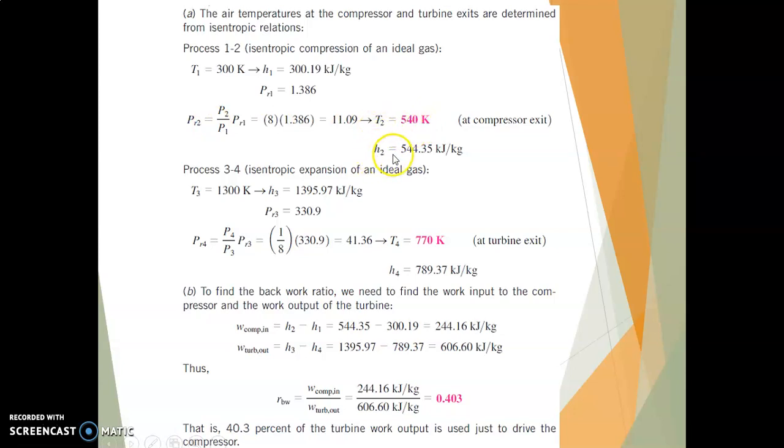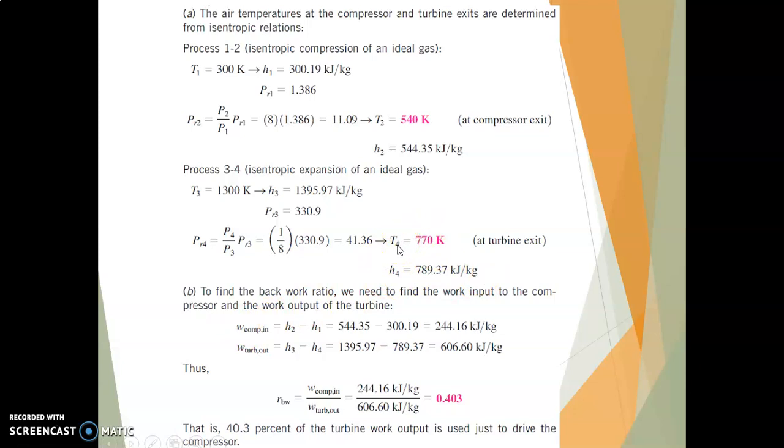From temperature number 2, we are able to calculate the enthalpy of point number 2. Based on this, with temperature number 3 provided by the question, we can calculate the enthalpy and relative pressure of point number 3 using the same idea as the first part. We can calculate the relative pressure number 4 to go to the table and find temperature number 4. From temperature number 4, we'll be able to find enthalpy number 4. Based on this, we have solved the first part.